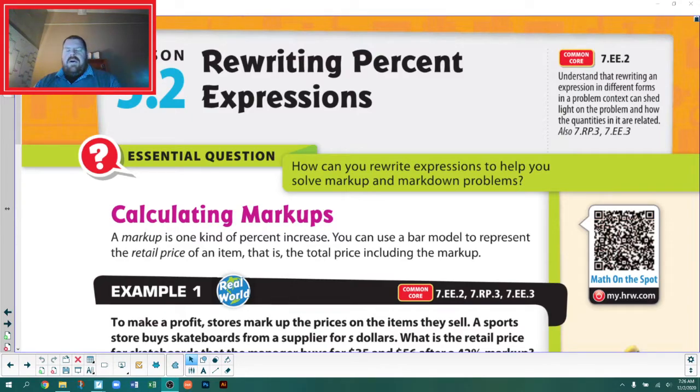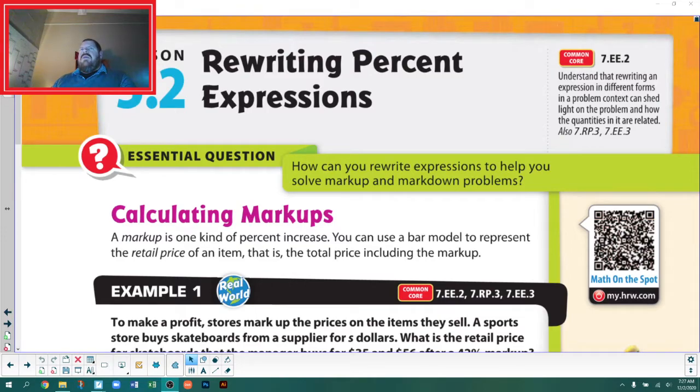A markup is where we're trying to make more money off of an item, and a markdown is where we're putting it on sale. A markup is one kind of percent increase. You can use a bar model to represent the retail price of an item, that is the total price including the markup. Retail means the price that they're selling it for.